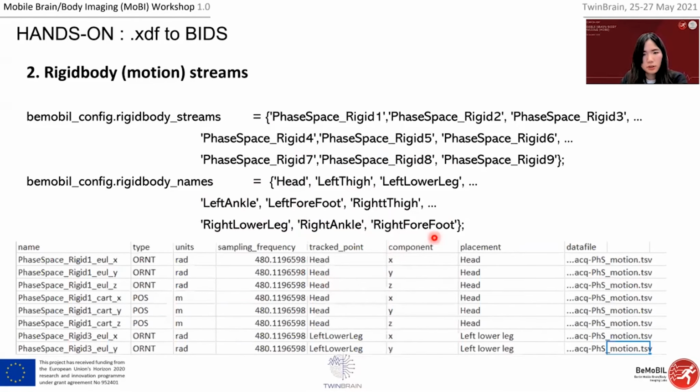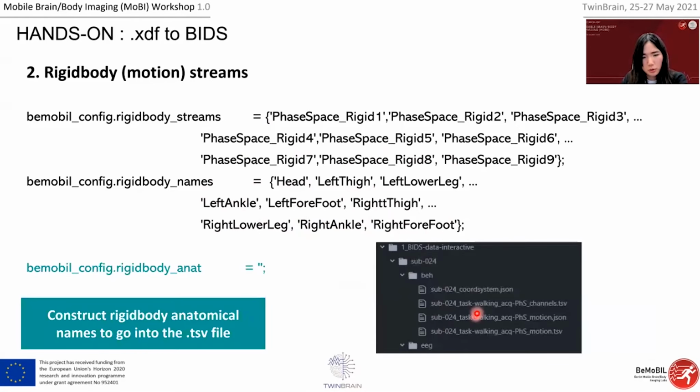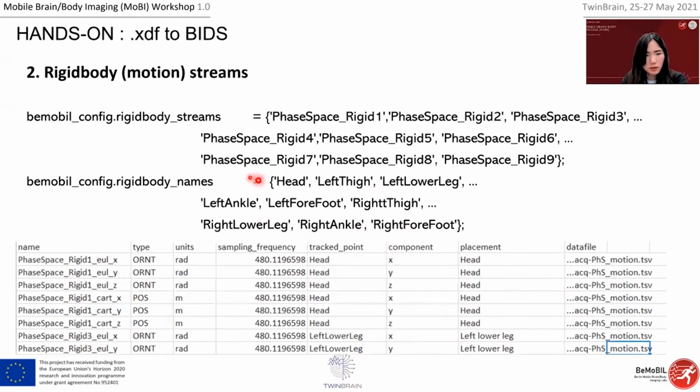Then the resulting channels.tsv file. So in this behavioral data folder, you have channels.tsv. This is describing all the motion channels. And you will see these entries as column names. So the rigid body streams correspond to entries in this column. And then the rigid body names are the tracked points. And if you specify the anatomical terms, then this will correspond to this column here.